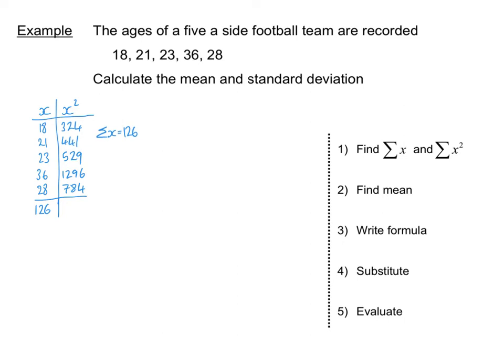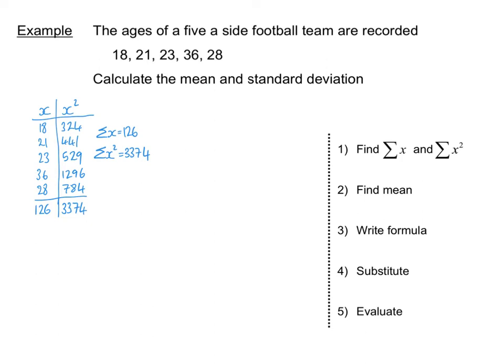So the total of those comes to 3,374, and that allows me up at the side again just to write that out. The sum of all the x squareds is 3374. Now if you look at the question here, the second step is to find the mean. Up in the question we're asked to calculate the mean.